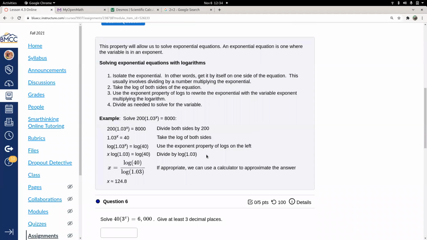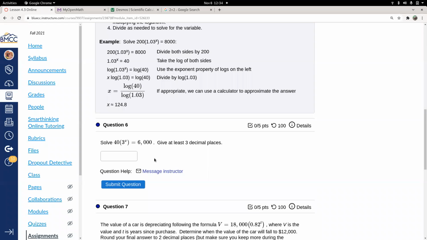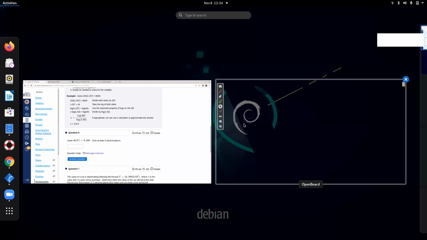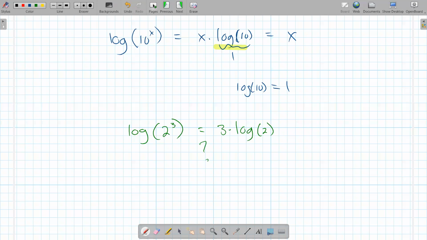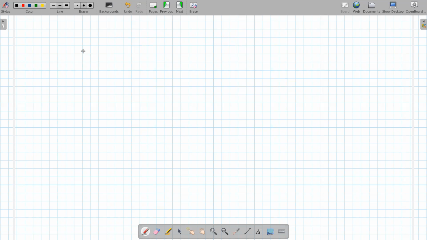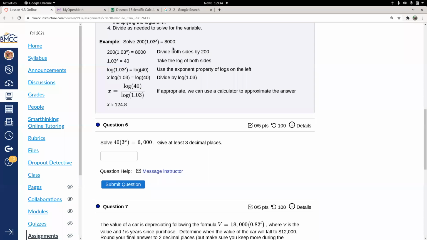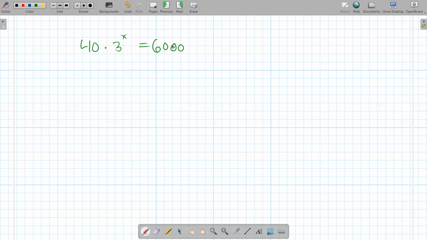Here's a demonstration of solving. We're going to do that together, which is like what we did in the last problem, just slightly bigger numbers. So let's see, 40 times 3 to the x equals 6,000. Double check. Yep, that was my version, 3 decimal places. So like before, we want to isolate the x. We're going to get rid of the things outside first, so dividing by 40.